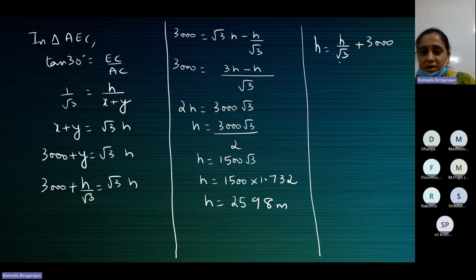Plus 3000 divided by 3. Then this is what you have, right? H is equal to, in the numerator, you've written h by root 3 plus 3000 by root 3, correct? Now cross multiply. What will you get?